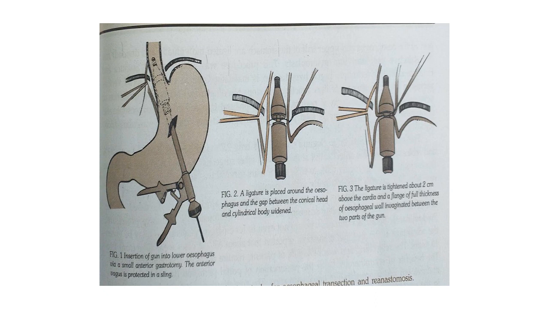Second diagram shows a ligature placed around the esophagus and the gap between the conical head and cylindrical body widened. Third diagram shows the ligature is tightened about 2 cm above the cardia, and the flange of the full thickness of the esophageal wall is invaginated between the 2 parts of the gun.